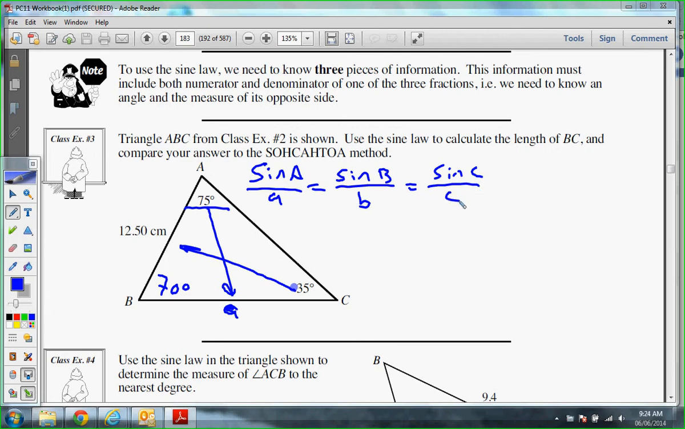Okay, you don't need all 3. People get confused on the sine law. It's like, oh, well, what about my C? You don't need C. You only need groups of 2. You can pair any of these together in groups of 2. Because remember, we want 4 things, so we're trying to figure out.